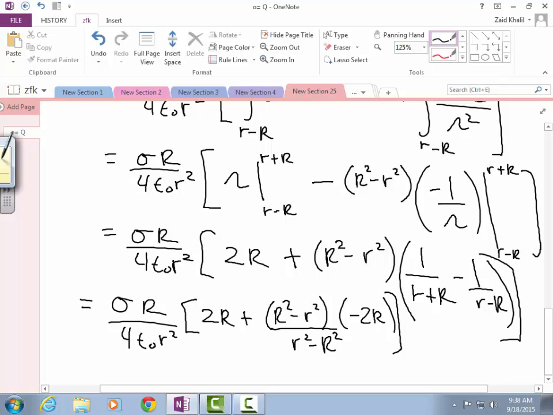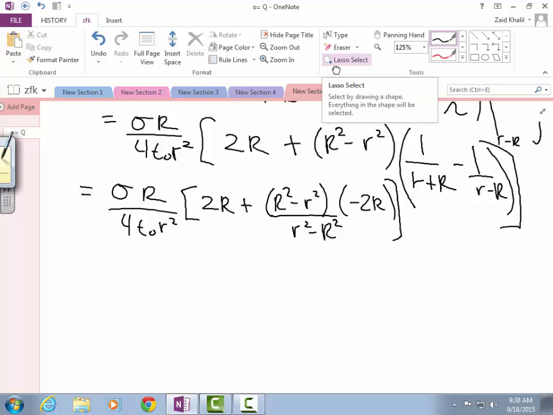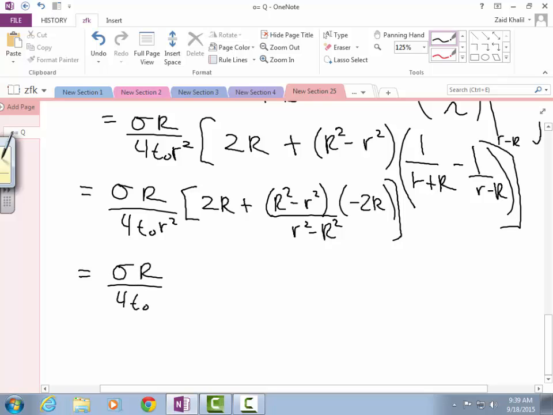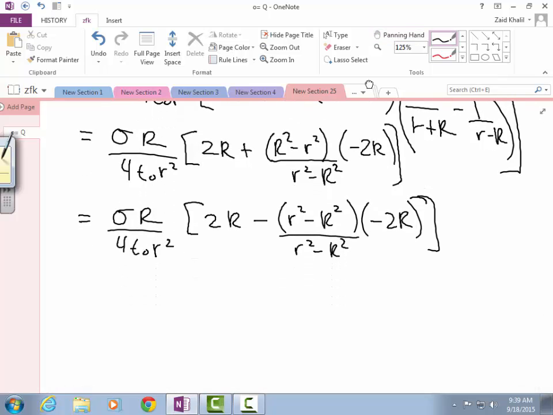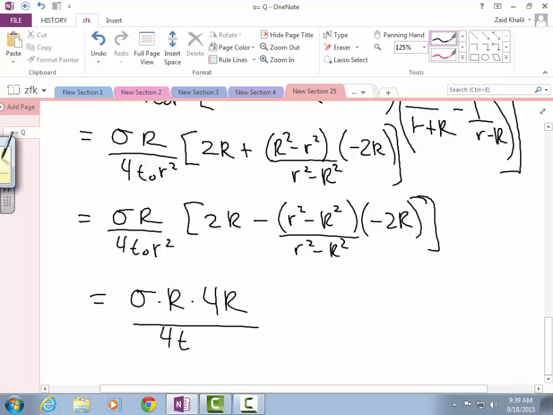But if you take a look at the denominator, what happens? One is the negative of the other. So this is equal to sigma R over 4 epsilon 0 r squared times 2r plus, or you could say minus, you factor out a minus, there's a negative 2R, over the same quantity times a negative 2R. And that just becomes 2r minus negative 2r, which becomes 4r. So we have sigma times R times 4r over 4 epsilon 0 r squared.